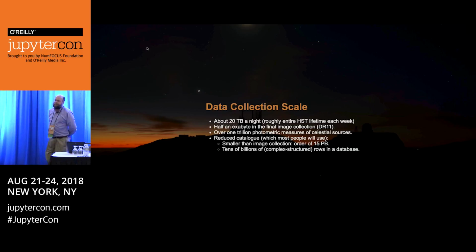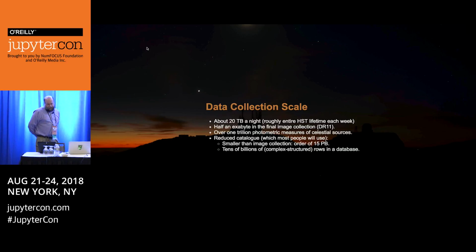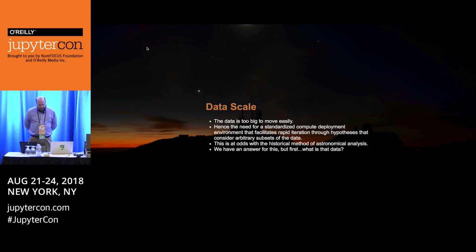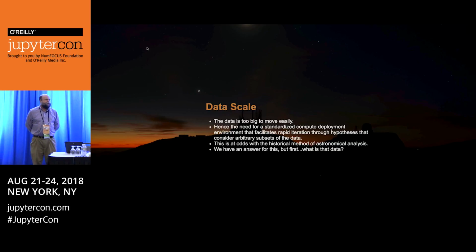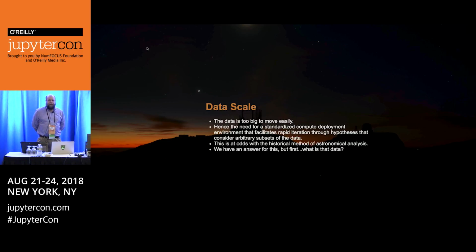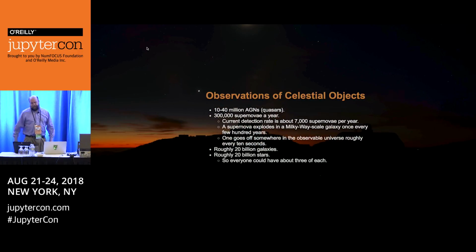Now, most people are not going to use the image catalog directly. Instead, they'll use the catalog, the database that we produce. And that's going to be on the order of 15 petabytes, and it's going to be tens of billions of rows in a database, and those rows will each have a complex structure. So obviously that's too much data to move around easily. It's probably not going to fit on your laptop even in 2032 when we're done with the survey. And so rather than move data to the analysis environment, we need to situate the analysis environment next to the data. This isn't the way astronomical analysis has traditionally been done, although for recent survey projects, it more or less is. But first, what is the data we're collecting?